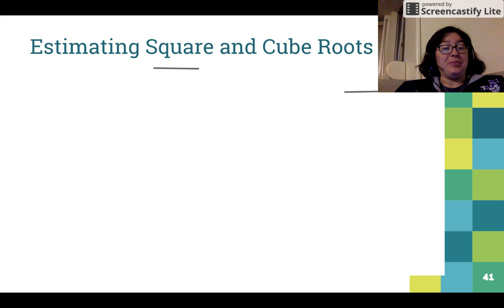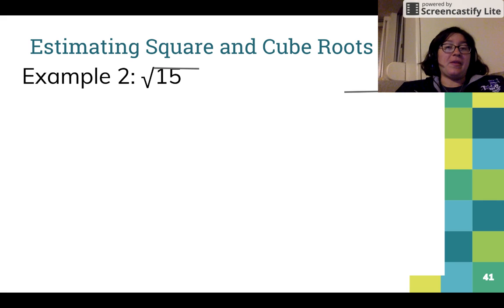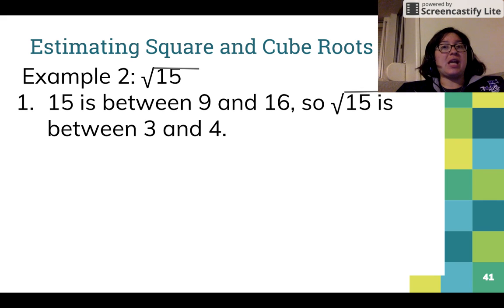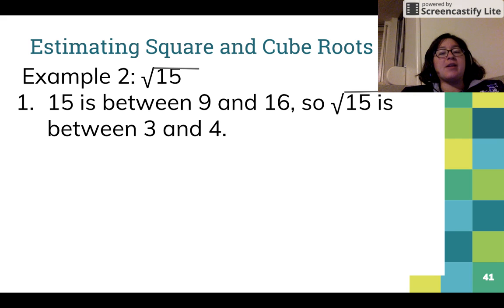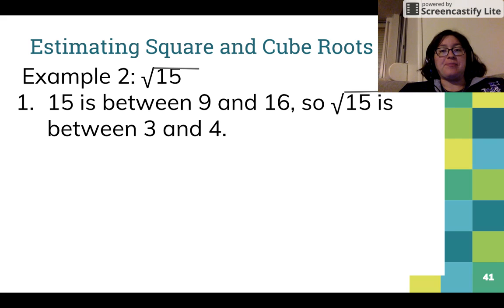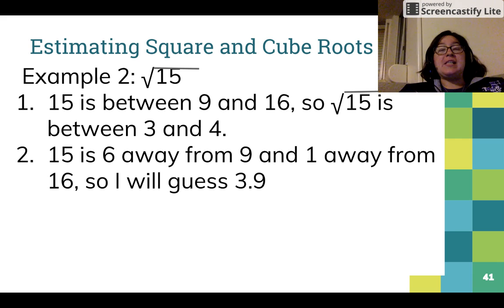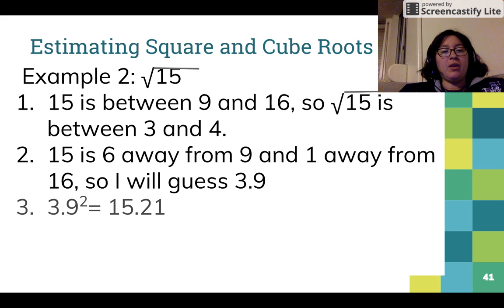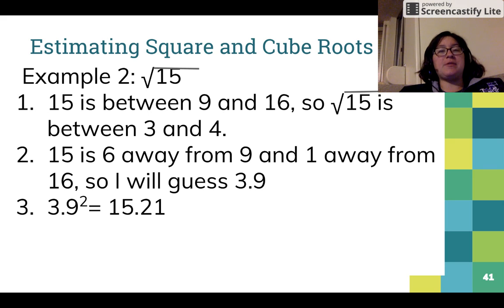Here's another example. Square root of 15. Well, 15 is between 9 and 16. So my square root of 15 is going to be between 3 (3 times 3 is 9) and 4 (4 times 4 is 16). 15 is 6 away from 9, but it's only 1 away from 16. So I'm going to go with a number that's really close to 4, but just a little bit smaller, like 3.9. 3.9 squared is 15.25.